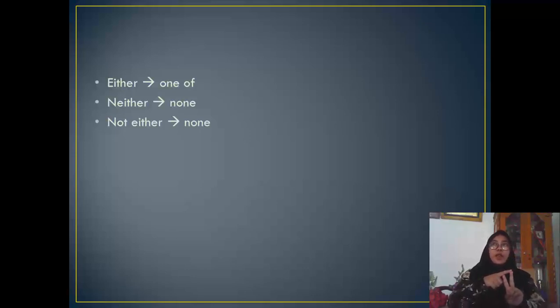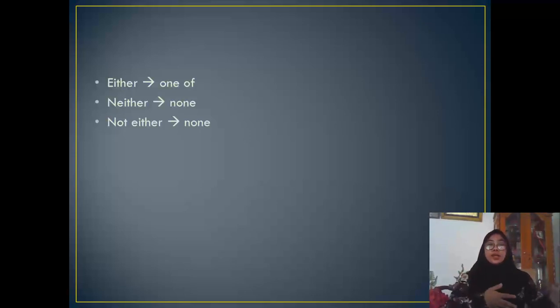Actually, what is the difference between the first sentence and the second sentence? Let's see. In Indonesian, we can translate either as "one of." If we talk about one of, you can choose one of two, for example. You can choose between Miss Chika and Miss Nora in your sentence. Or in Indonesian, salah satu. So you can say salah satu dari Miss Chika ataupun Miss Nora akan berada di sana. That's the point.